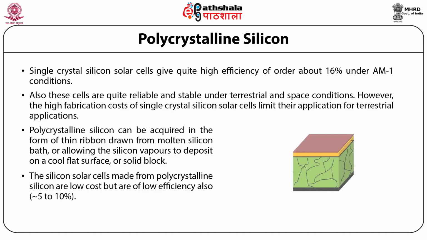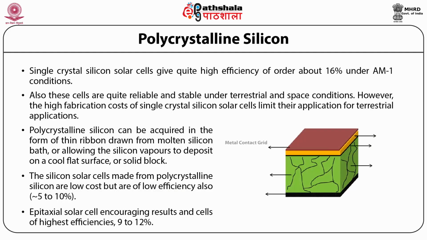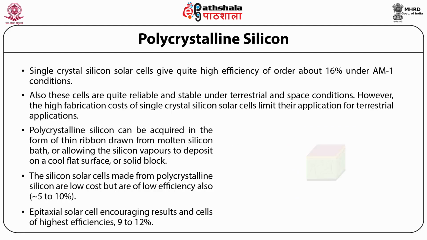So by making the insulating layer very thin, VOC can be increased and can become almost equal to the p-n junction cells. Now there is a new concept known as the epitaxial solar cell, in which the active layer is a thin pure silicon layer which is deposited on a substrate which can be very pure and has given encouraging results, with cells of highest efficiencies of around 9 to 12%.